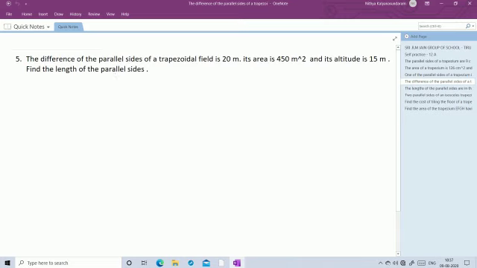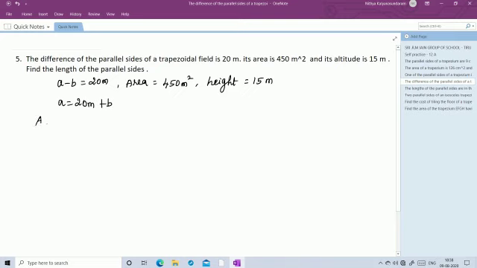So here we want to calculate a and b, but the difference is given. So you want to find the sum of the parallel sides, instead the condition given is the difference of parallel sides. So a minus b is equal to 20 meter. Then area is 450 meter square. Height is 15 meter. So a minus b is equal to 20 meter. So calculate the a value: a is equal to 20 meter, this minus b, if you are moving that side, plus b.